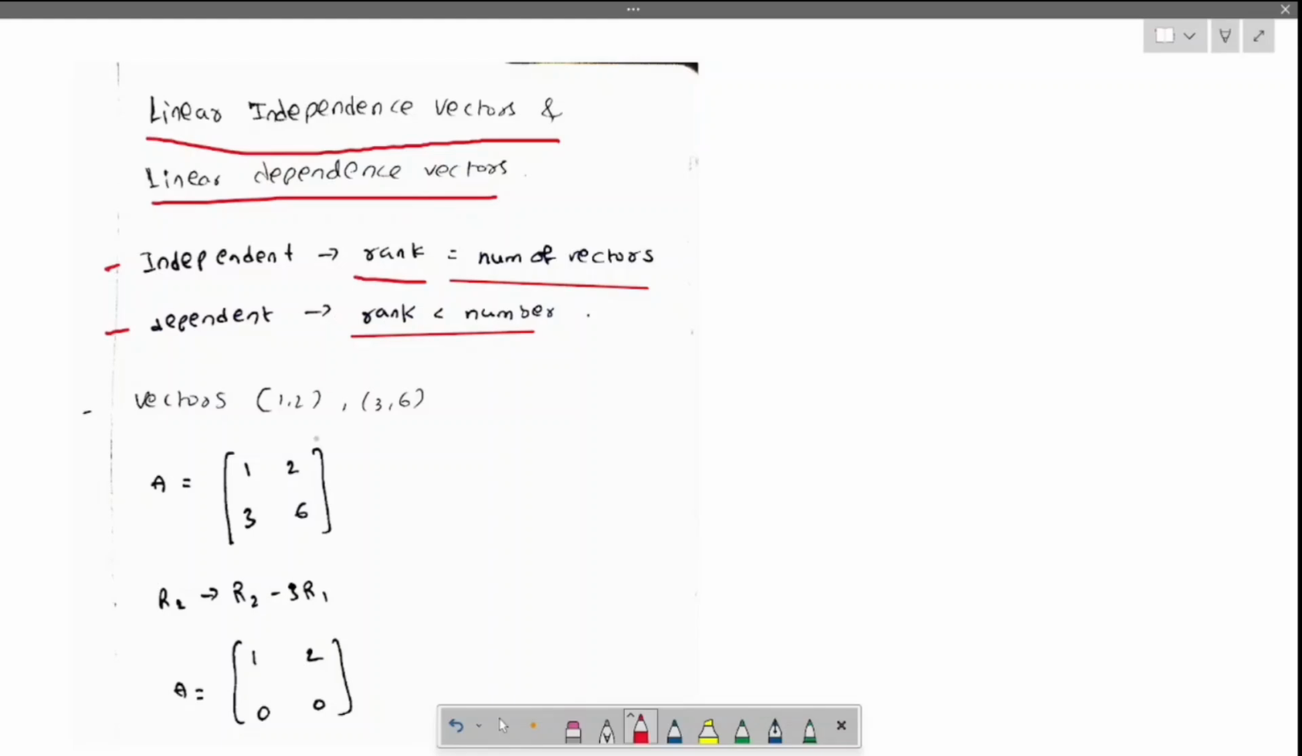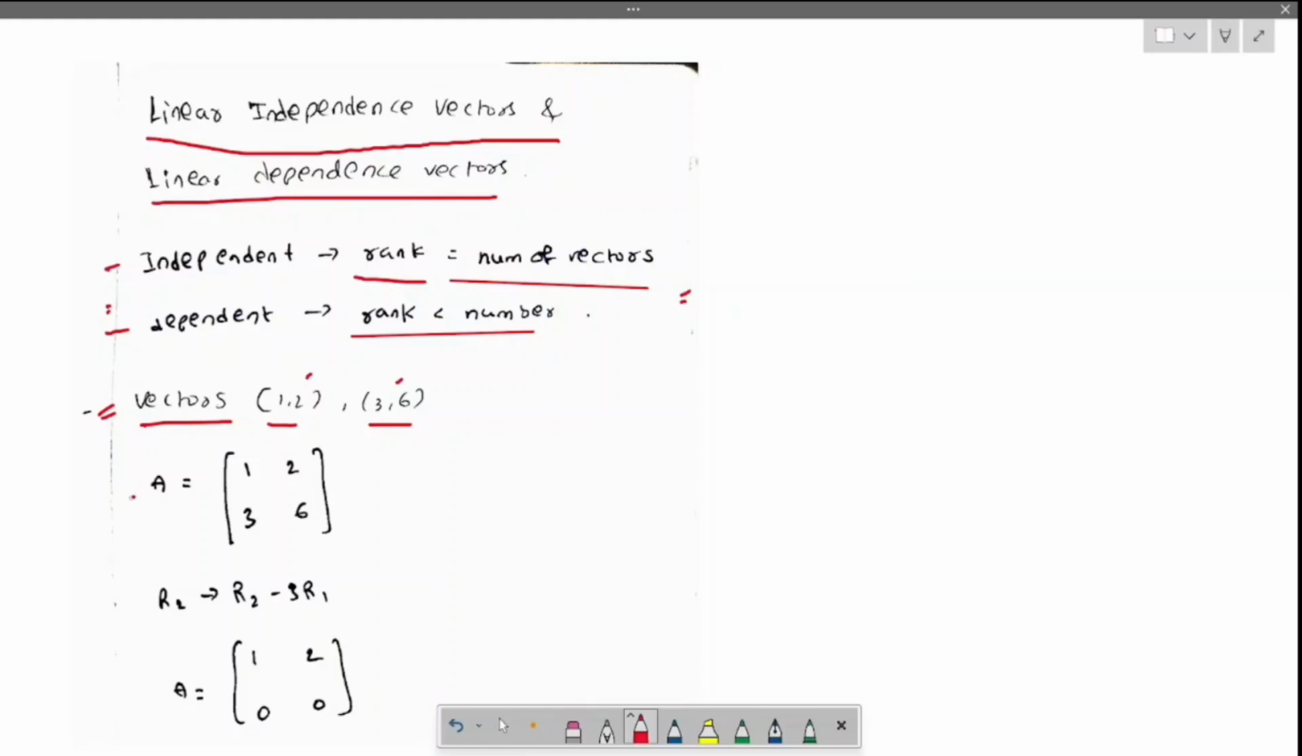Okay. So with this criteria, let us solve a few problems. Problem one: the vectors given are vector 1 is 1, 2 and vector 2 is 3, 6. Let us check whether they are dependent or not. First, let us solve by this criteria. Later I will show you one trick.